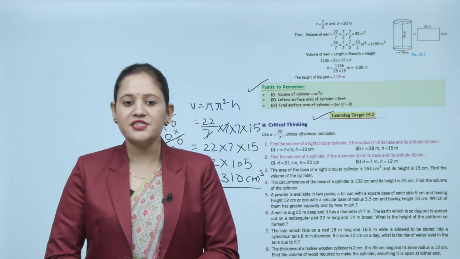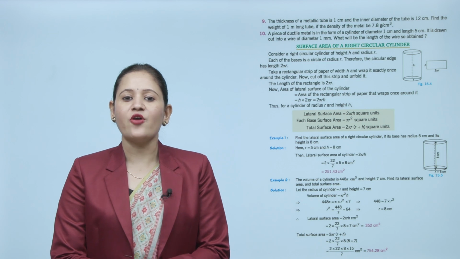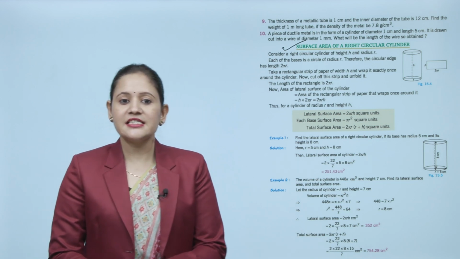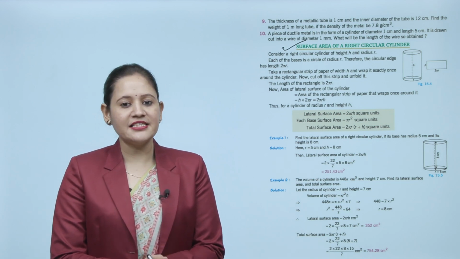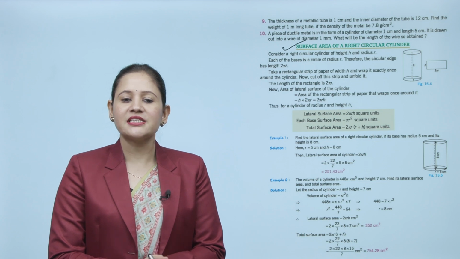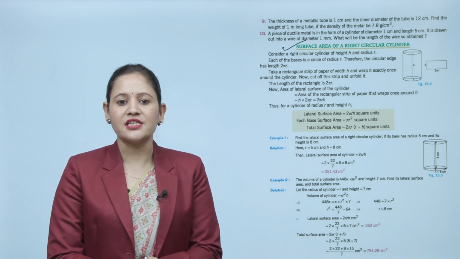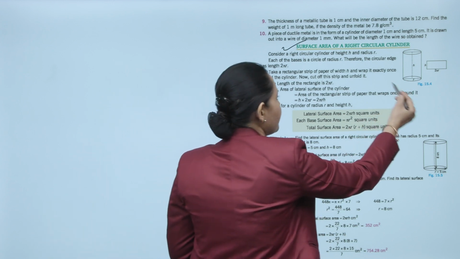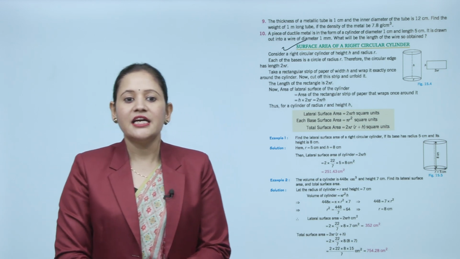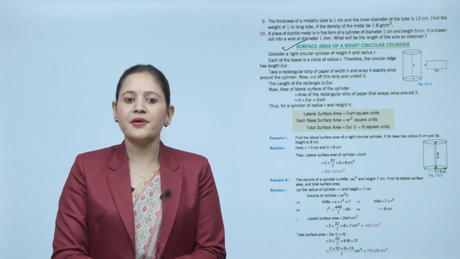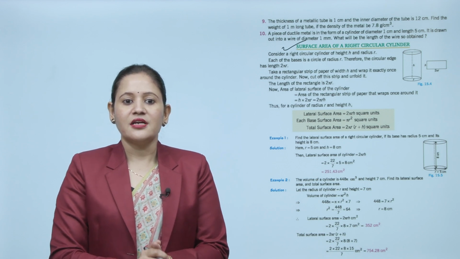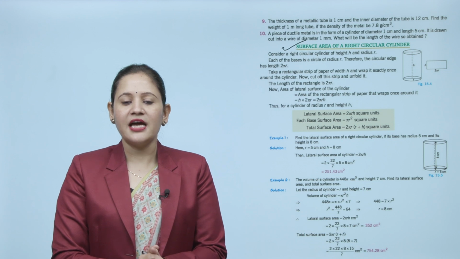You have to practice all the questions. Next is surface area of a right circular cylinder. Consider a right circular cylinder of height h and radius r. Each of the bases is a circle of radius r, therefore the circular edge has length 2 pi r, that is equal to its circumference. Take a rectangular strip of paper of width h and wrap it exactly once around the circle. Now cut off the strip and unfold it.